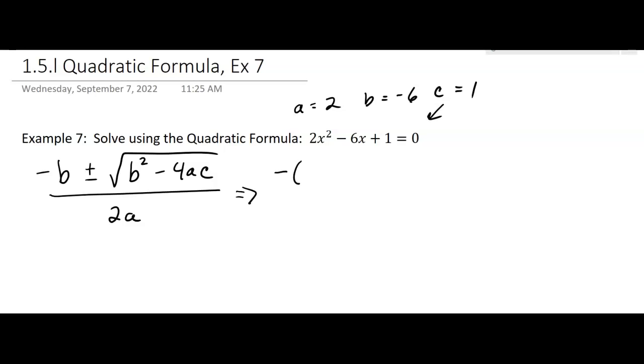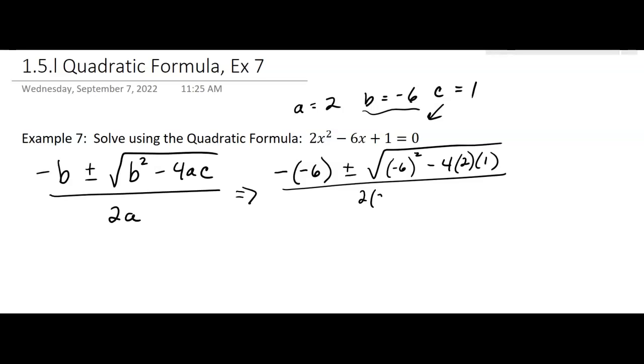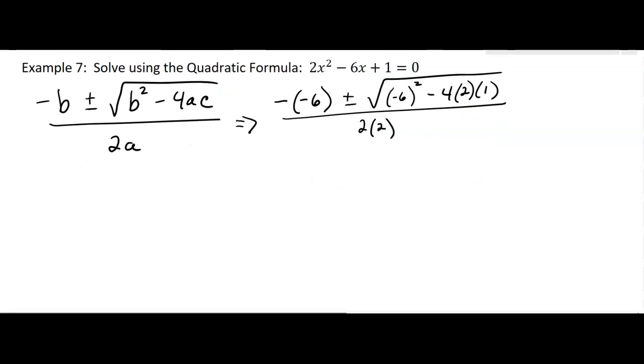Okay, so we put in A, B, and C. The opposite of -6, right? Because B is -6. Plus or minus, then we're going to have -6 squared minus 4 times A times C. And then that's all over 2 times A. All right, that's how everything gets put in the formula. So practice, rewind this, whatever you need to do to understand that part.